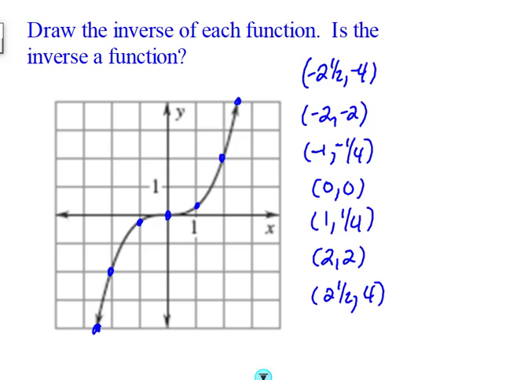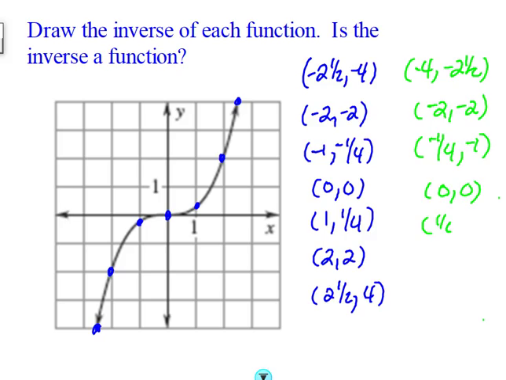Alright, I'm going to change colors because I can. And I'm going to flip them. So I've got (-4, -2.5), (-2, 2)... I always take the time to write down this step because I find that if I try to do this in my head without actually writing it down, I'll end up graphing the wrong point.